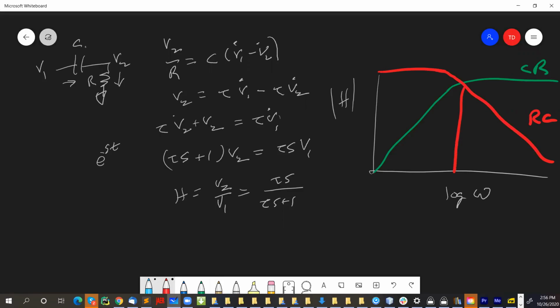Again, this frequency omega 0 is equal to 1 over tau. Any questions?